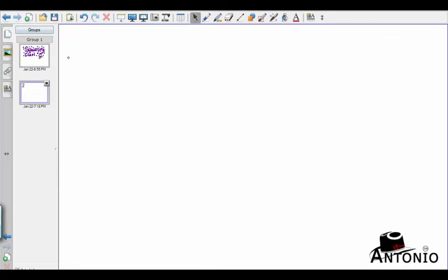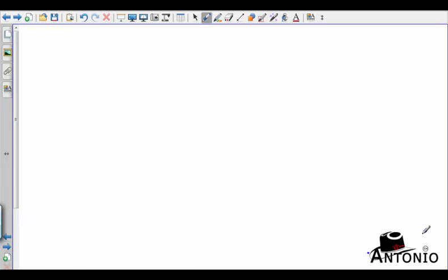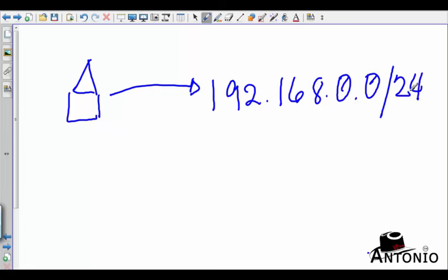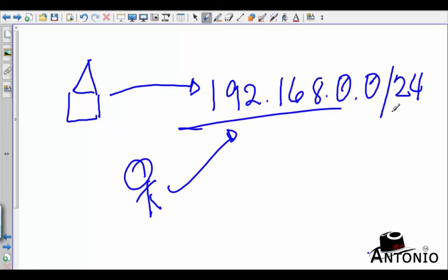Subnetting Class C. We are going to talk about Class C IP subnetting. To begin with, let's say you have a small office network that uses 192.168.0.0/24, and your boss told you to use it to address the network.